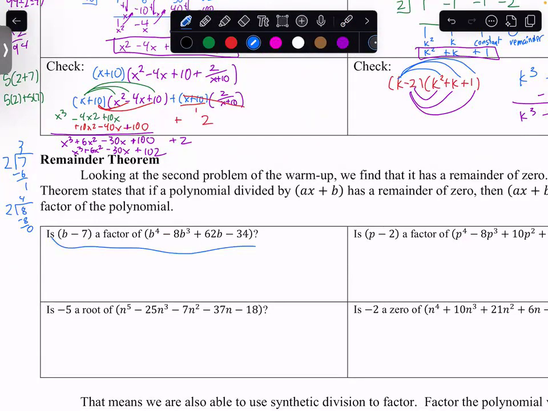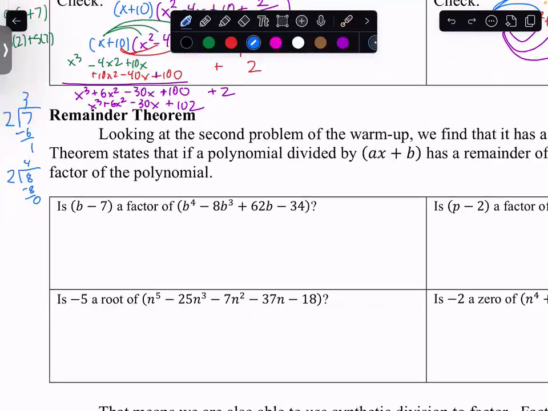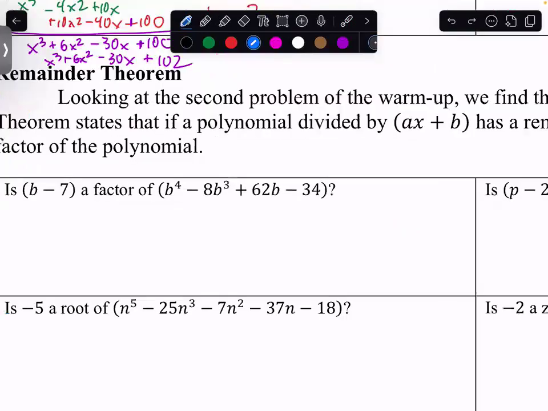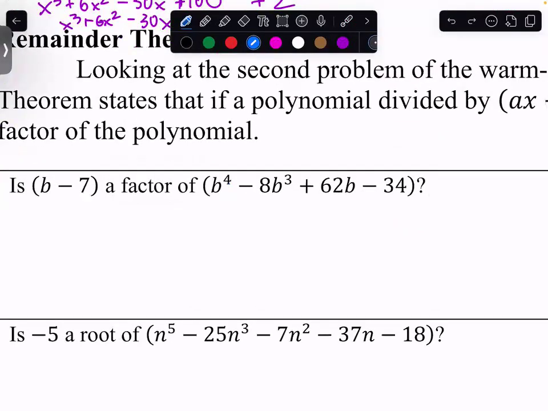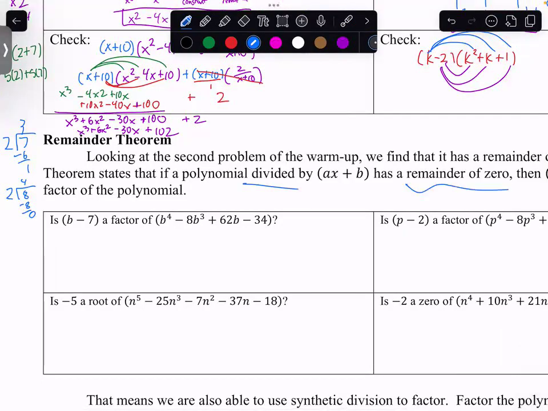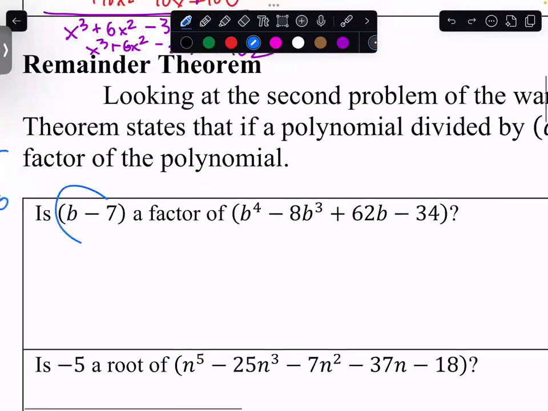Okay, so let's look at this first question. Is b minus 7 a factor of b to the fourth minus 8b cubed plus 62b minus 34? Okay, so according to the remainder theorem, to answer that, you try dividing them and you see if the remainder is 0 or not. Okay, so we know that if you want to divide by this, you need to start with the root, in this case, positive 7.